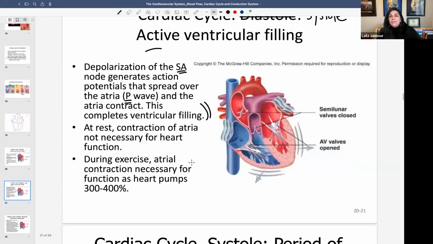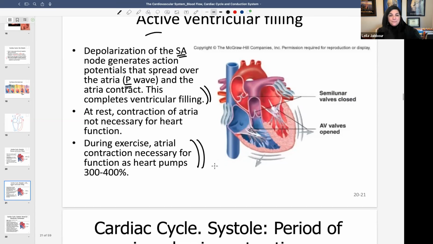So technically speaking, if the atria weren't contracting, the passive filling, because it takes care of 80% of the blood, is still okay. So contraction of the atria is not necessary for heart function, technically speaking. But during exercise, it would be very important to have atrial systole to make sure that there's as much blood possible at every beat, because now the blood is really, really needed throughout the body when you're exercising.